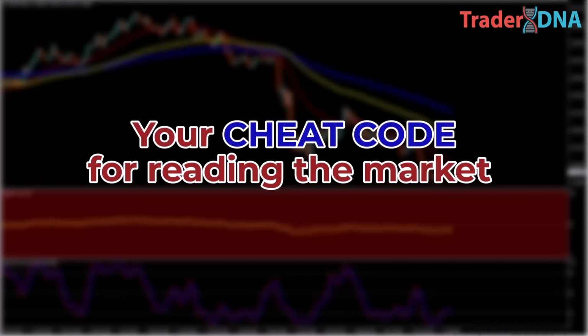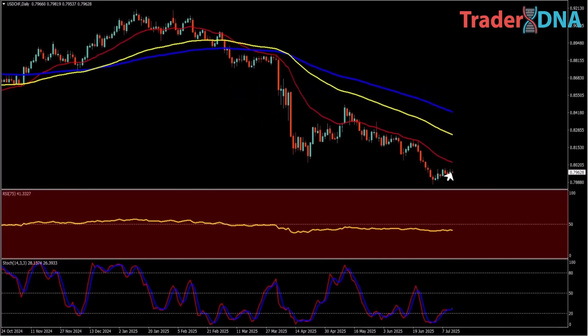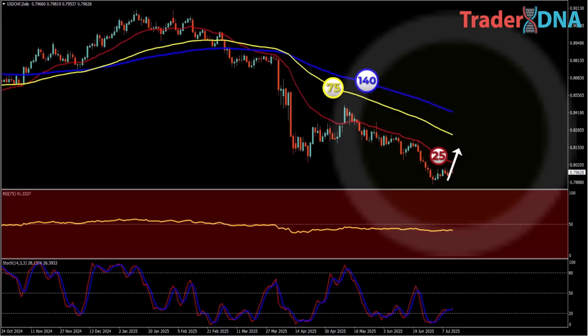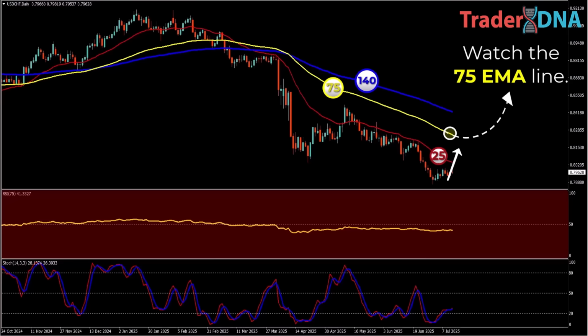If price breaks above or below the 25 EMA, don't panic. That doesn't mean the trend is over. It just means the market is breathing, taking a quick pullback. So what do you do? You watch the 75 like a hawk. That's your second line of defense. If price reaches that level and bounces, trend continues, you're good to go.